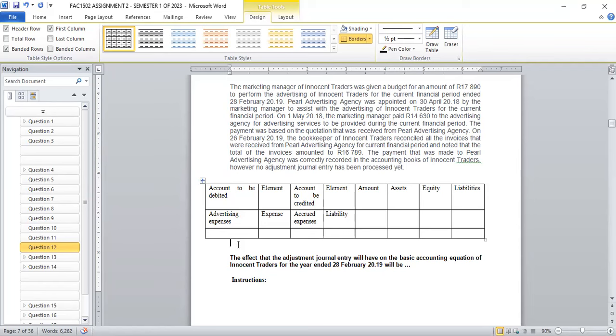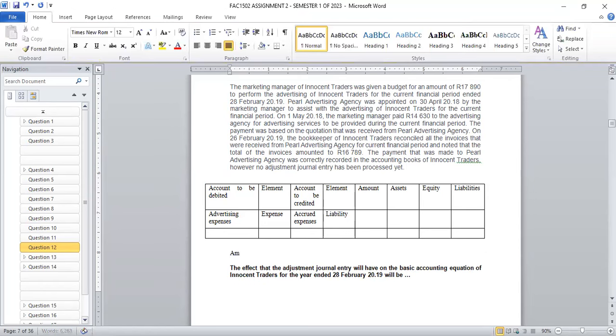So the amount, let me just do a calculation here. Amount would be equal to 16,789 minus 14,630. This is what.